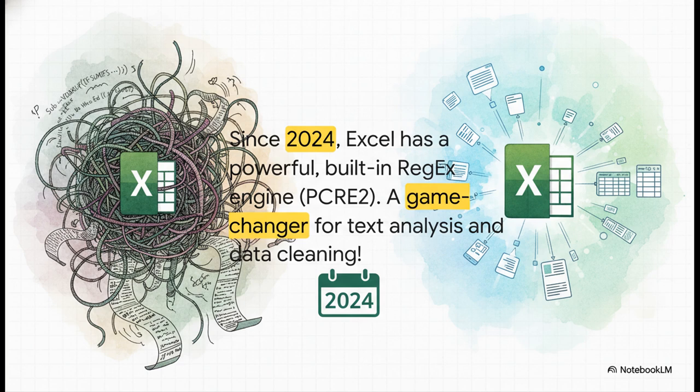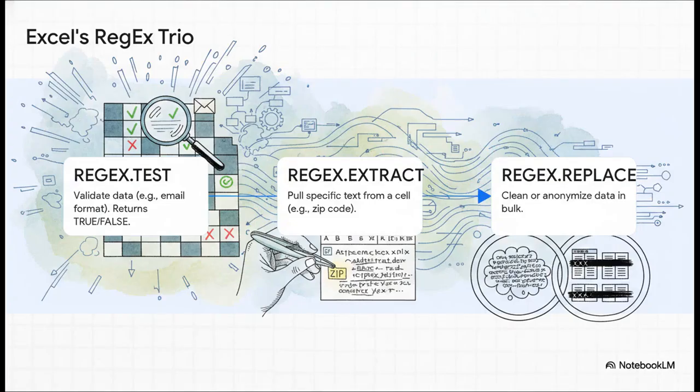And now, seriously, hold on to your hats because this next one is a genuine revolution. If you've ever had to wrestle with text in Excel, you know the pain. You're building these crazy long formulas or, worse, writing VBA macros. Well, forget all that. As of 2024, Excel has a native, built-in, world-class RegEx engine. I mean, this is a massive leap. We've gone from nightmare formulas to 3 simple, elegant functions.